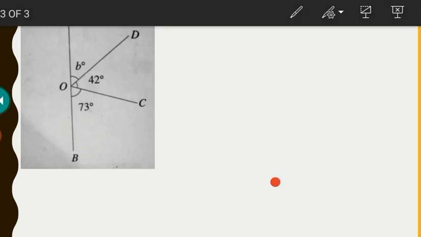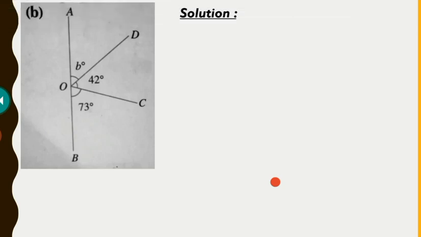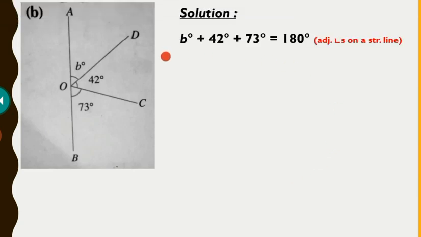according to adjacent angles on a straight line, angle A plus angle B plus angle C is equal to 180 degrees. So we can write it like this: b degrees plus 42 degrees plus 73 degrees is equal to 180 degrees. Okay, so when we shift 42 and 73 degrees to the right side, they become negative. So we get this equation: b degrees is equal to 180 minus 42 degrees minus 73 degrees.